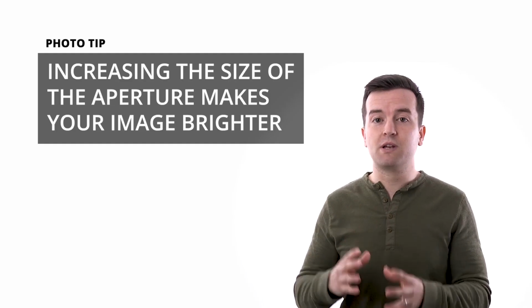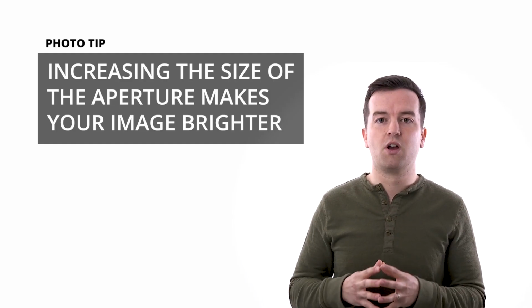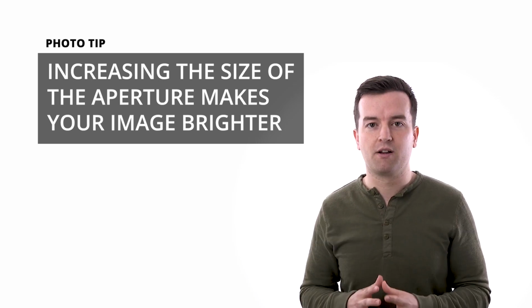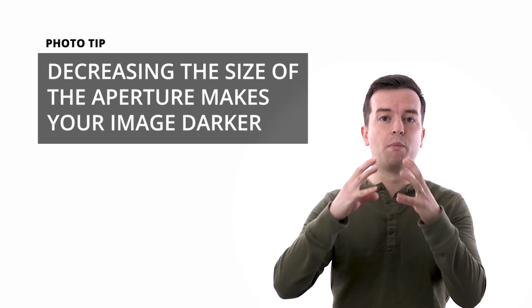That one is easy. More light is let in when the hole is bigger. This means that increasing the size of your aperture will make your image brighter. Decreasing will make it darker. So when you are in a darker location, like shooting inside a building, you might want to increase the size of your aperture to expose properly.